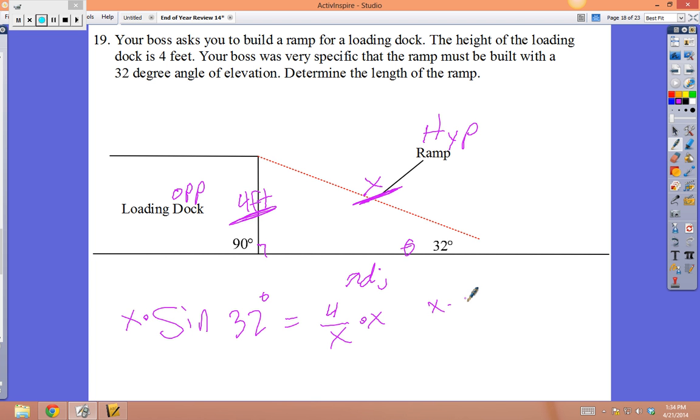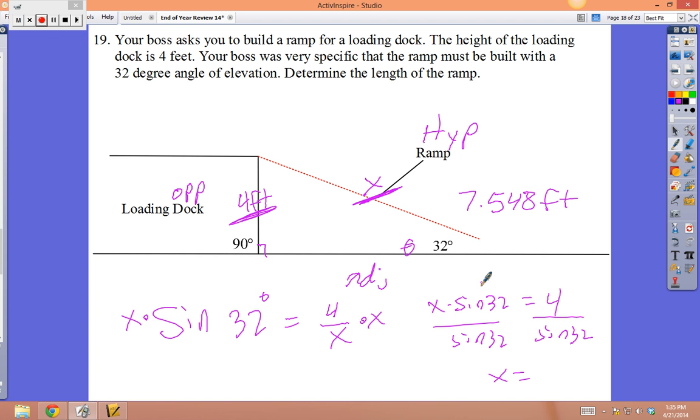So now I got x times the sine of 32, and that's equal to 4. So now just ditch the sine of 32. So divide by the sine of 32. Divide this by the sine of 32. So x is going to equal 4 divided by sine of 32. At this point it's calculator. So this ramp is going to be exactly 7.548 feet long. That's how long it must be.